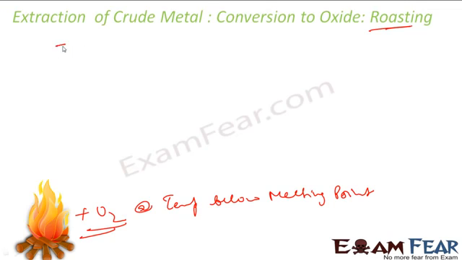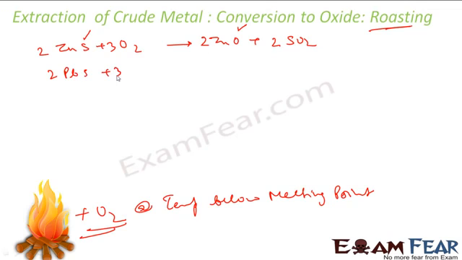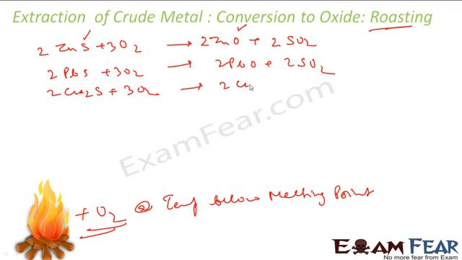A good example is zinc sulfide. You heat this in the presence of air, you get zinc oxide and SO2 gas. So you see, the sulfide is converted to oxide. If you want, you can balance this. Same thing, I have lead sulfide, and I'll write a balanced reaction for you. You get lead oxide and sulfur dioxide. Same thing, I have Cu2S, copper sulfide. If you heat this, you get Cu2O and SO2.